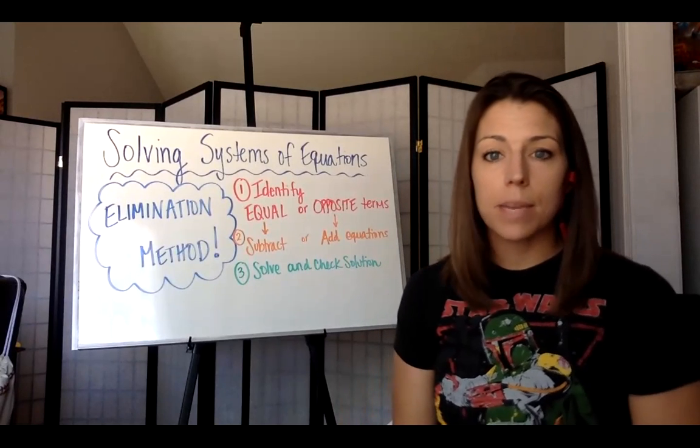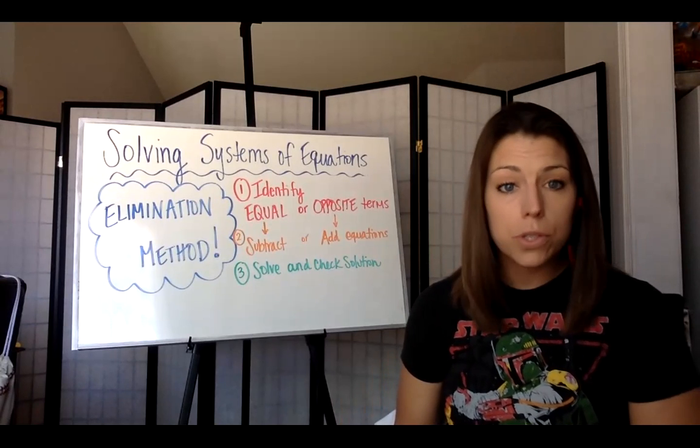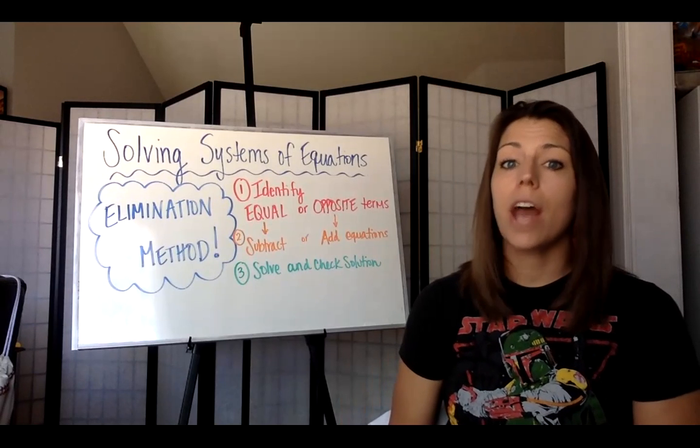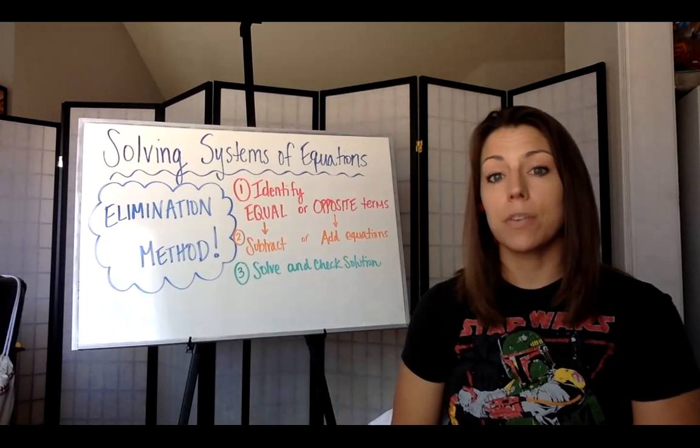There are 3 steps in the elimination method. In the elimination method, you have to first identify either equal terms or opposite terms. Equal meaning exactly the same, and opposite meaning same digits, but one is positive and one is negative.